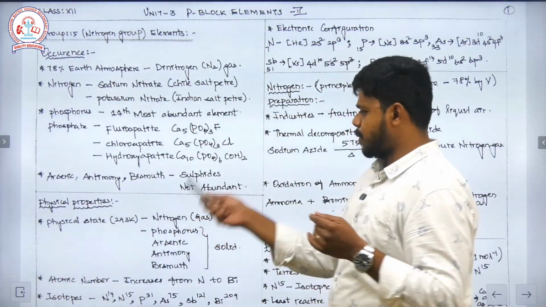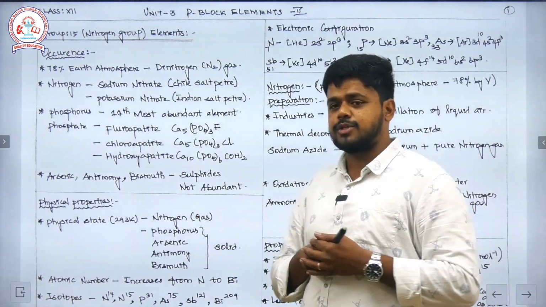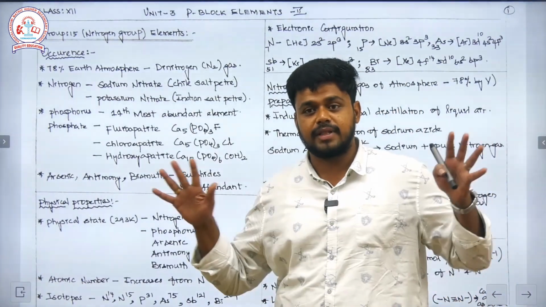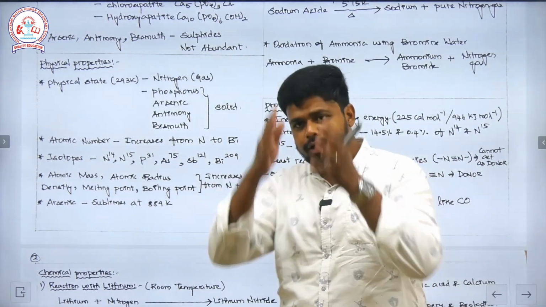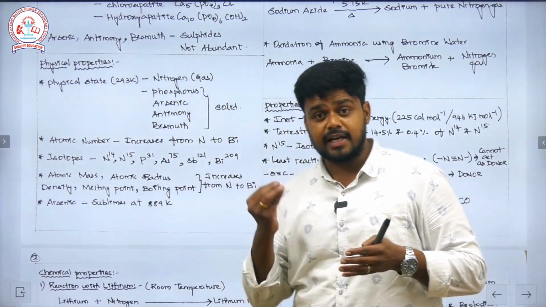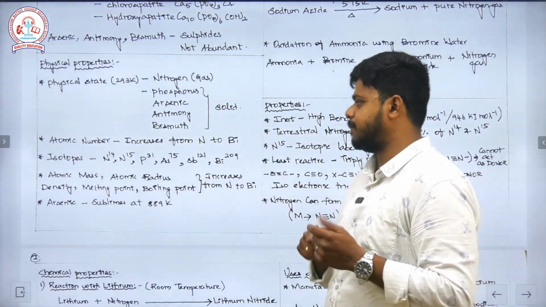Nitrogen exists as a gas at room temperature, which is 298 Kelvin. The rest of the elements exist as solids, no doubt about that. The atomic number, because they belong to the same group, nitrogen, phosphorus, arsenic, antimony, bismuth, will definitely increase from nitrogen to bismuth.